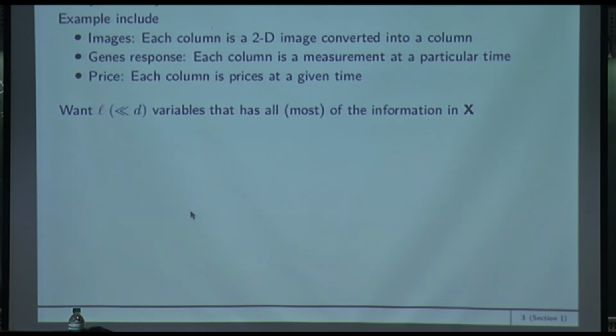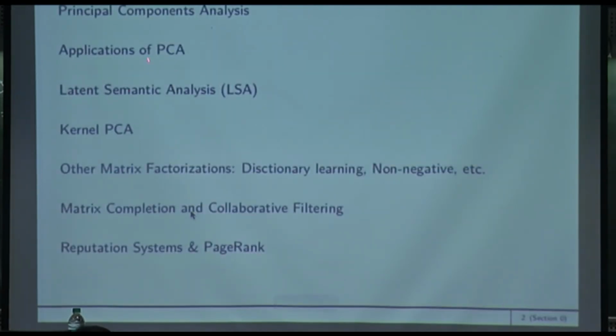So let me just go back a slide so I can tell you where we are going. There is kernel PCA, principal component analysis. We'll look at some applications of principal component analysis. There's an idea called latent semantic analysis, which is PCA applied to documents, which is starting to become an important topic. And then we will say, look, PCA is just one way of factorizing a matrix. Maybe there are other ways of factorizing it.